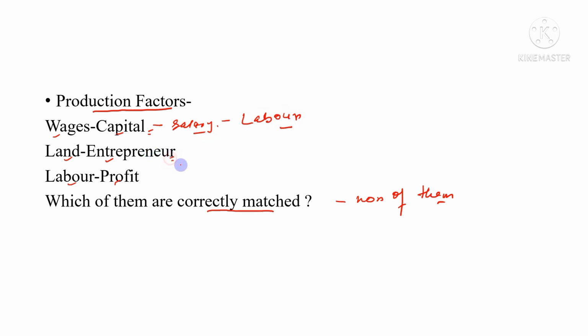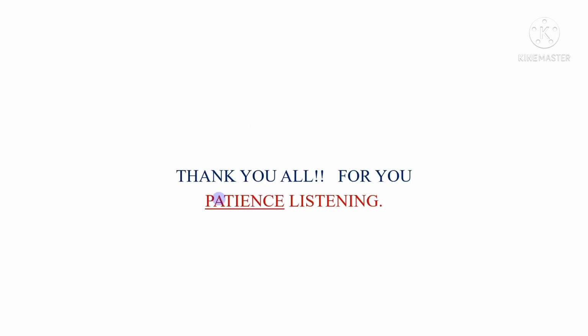Land is matched with entrepreneur. Land is not the entrepreneur. The entrepreneur would have been matched with profit. He is concerned with profit. Land will be concerned with, if you know, do comment. Land will be concerned with what? Labor is matched here with profit, but labor has nothing to do with profit. Labor is getting his salary. So who is concerned with profit? Only the entrepreneur is concerned with profit. So thank you all for your patience in listening.